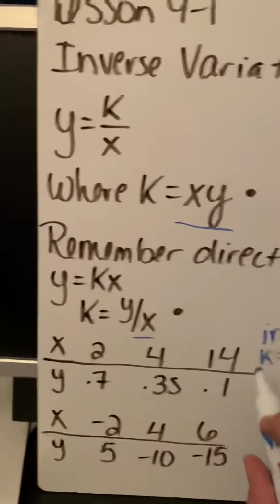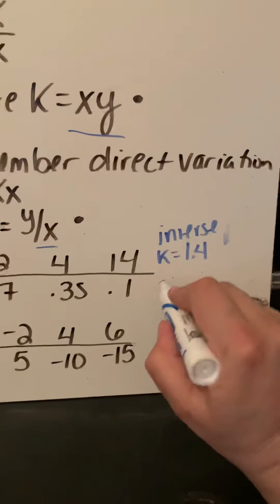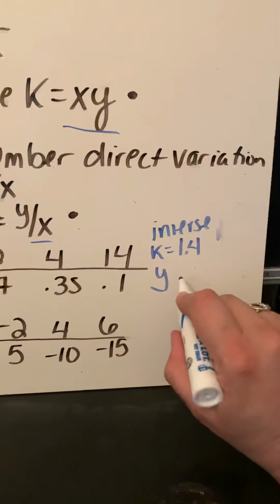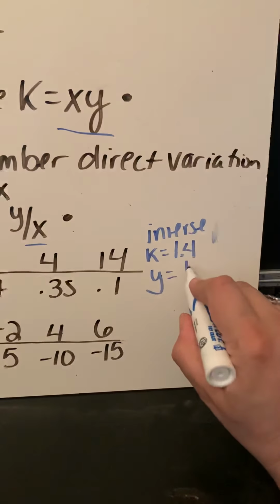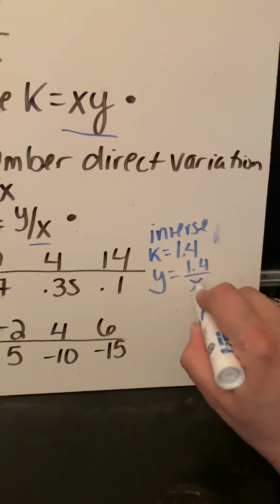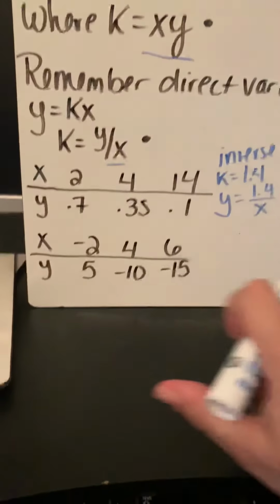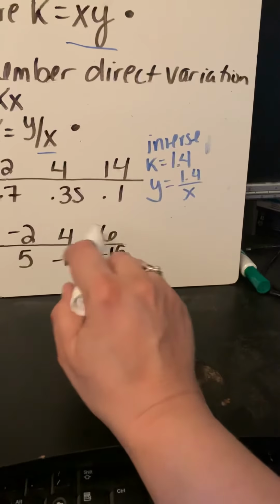So when I'm writing my equation, I come back up here. Don't plug in the y values. Just use y as the variable. Y equals, plug in your constant over x. Done. It's that simple.